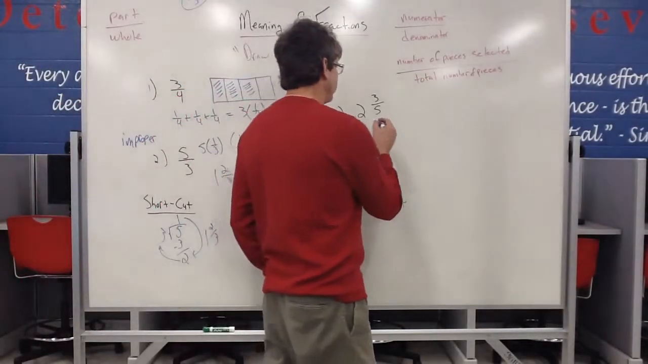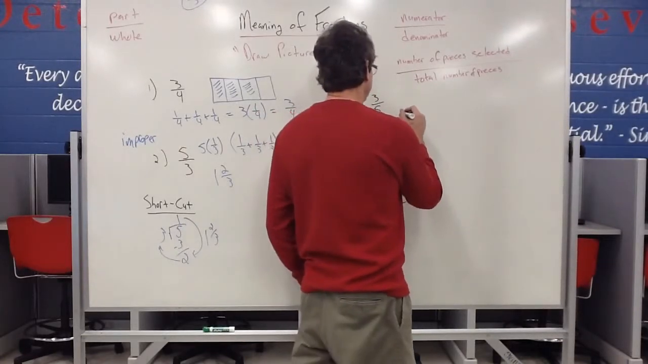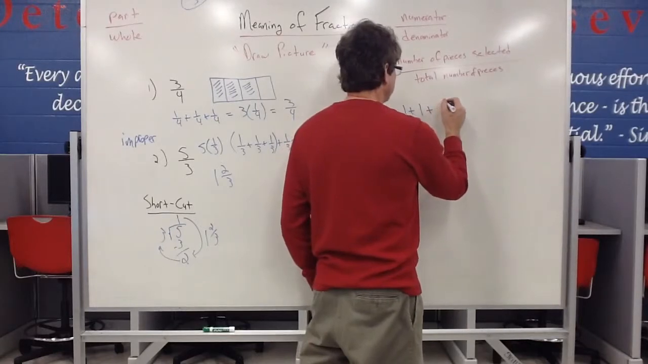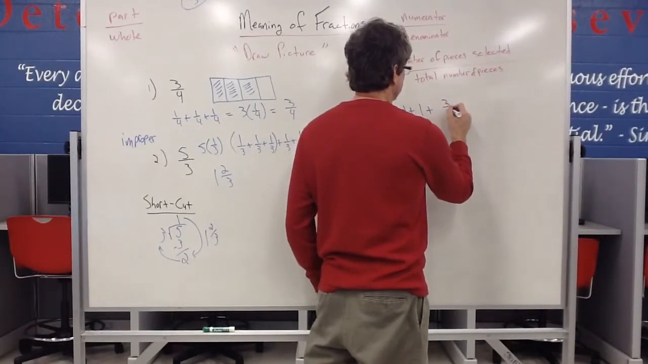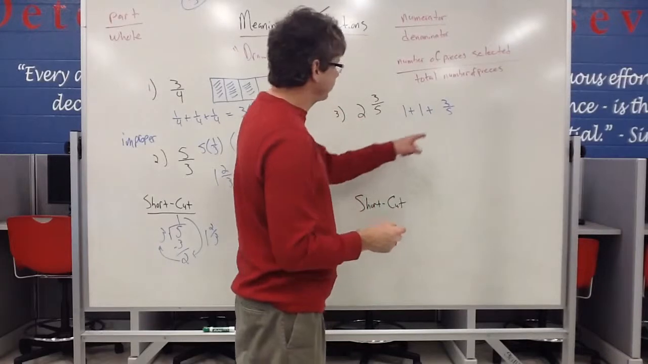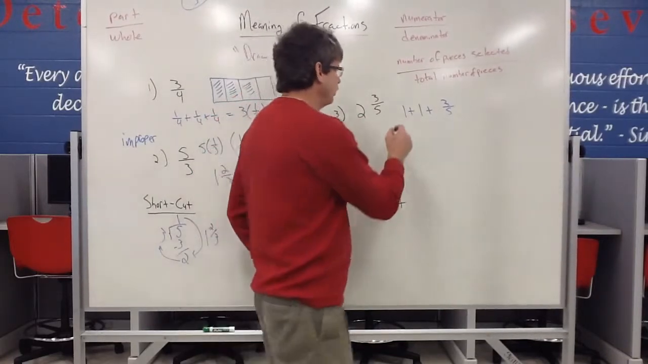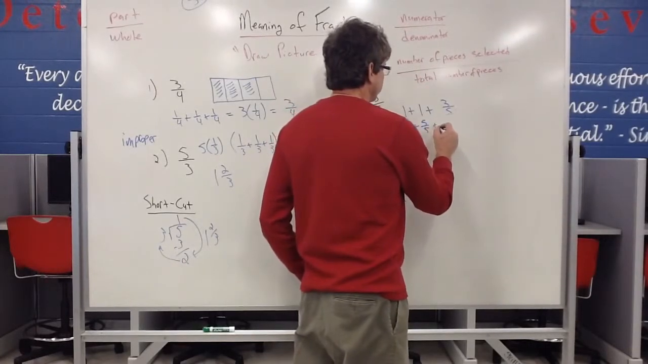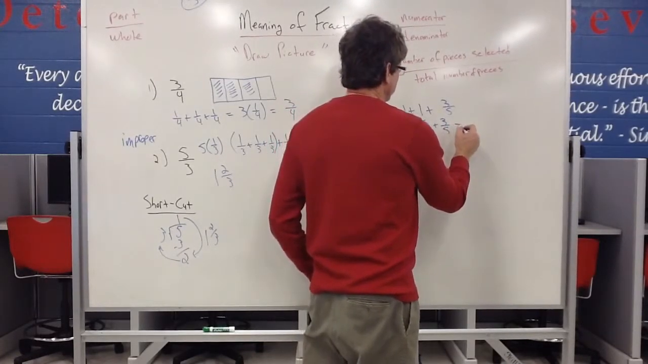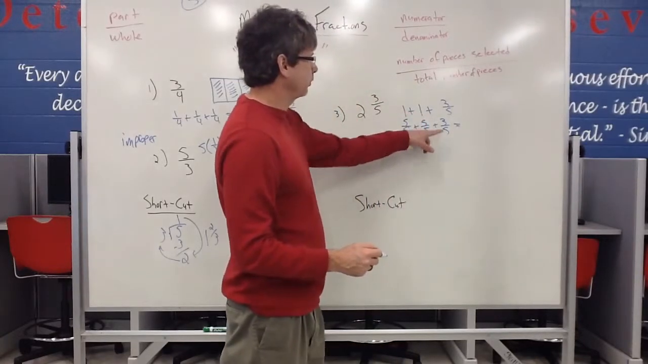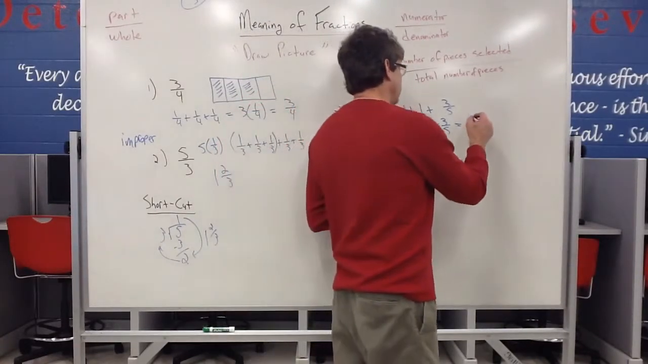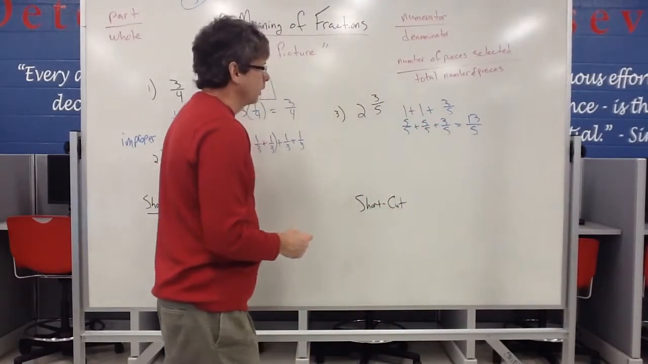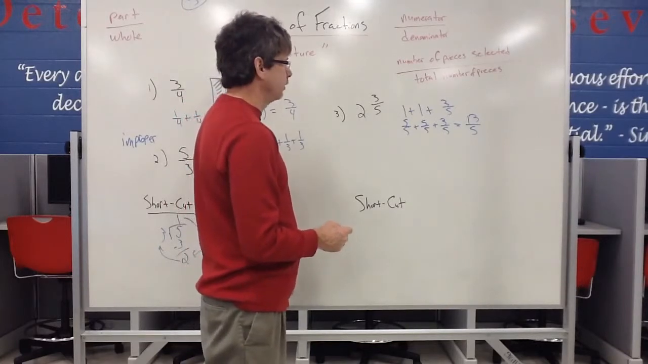So if I look at 2 3/5, 2 3/5 means 2 wholes, which looks like 1 plus 1, and then we also have 3/5. But since we're dealing with fifths, I could also say this is 5/5 plus 5/5 plus 3/5. If we look here, altogether we have 13/5. So 2 3/5 is the same thing as 13/5.